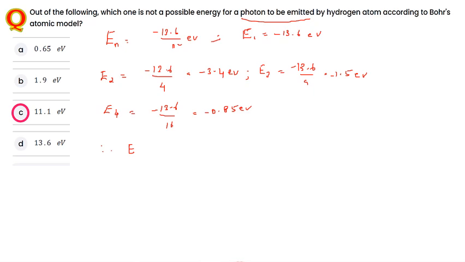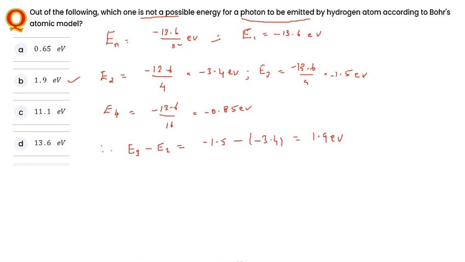We have seen that transitions go from a higher orbit to a lower orbit. For example, if I take the third orbit, it will go to the second or first orbit. The third orbit energy is minus 1.5, minus the first orbit, minus 3.4. Here you are going to have 1.9 electron volt. Do we have 1.9 electron volt? Yes, we have 1.9 electron volt. So what they ask is what is not possible. So one option has been confirmed as possible.